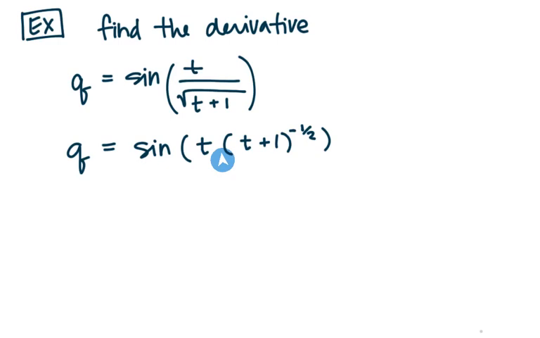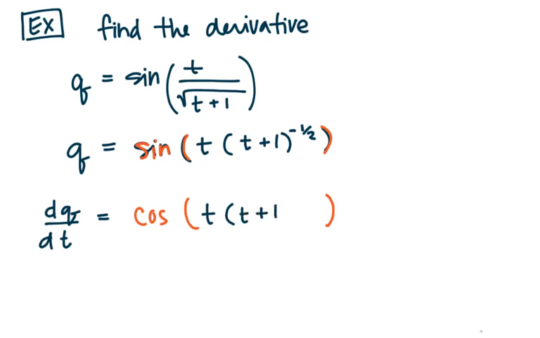And now looking at this, I will have to use my product rule. So we need to break this down into pieces. So we're going to look at our outside. My outside is sine of all of this. So if I am going to find my derivative, the derivative of q with respect to my independent variable t, well, that would be taking the derivative of sine. And the derivative of sine we know is cosine. So it's cosine of all of this. We have t times t plus 1 to the negative 1/2 power.